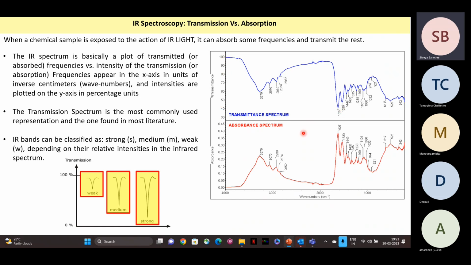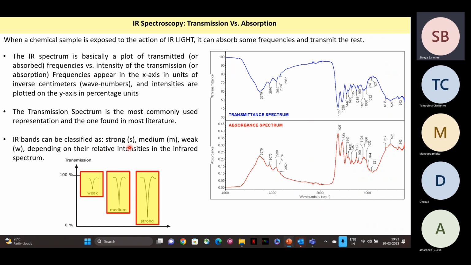Normally, the IR spectra is given in the form of transmittance spectra, where the percentage transmittance is plotted in the y-axis from 0 to 100. So 100% transmittance means that there is no absorption, so there is no functional group. And as the transmittance decreases, that means there is some group which is absorbing the wavelength. And in the x-axis, wave number is plotted.